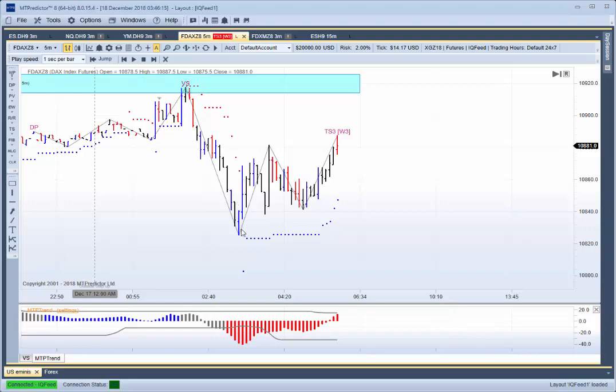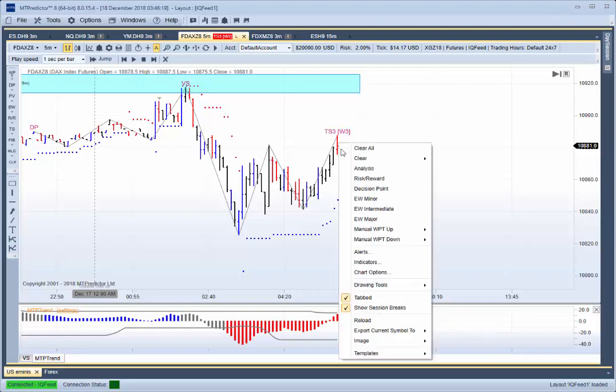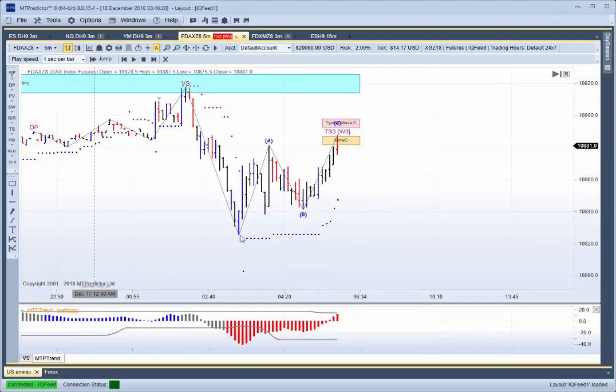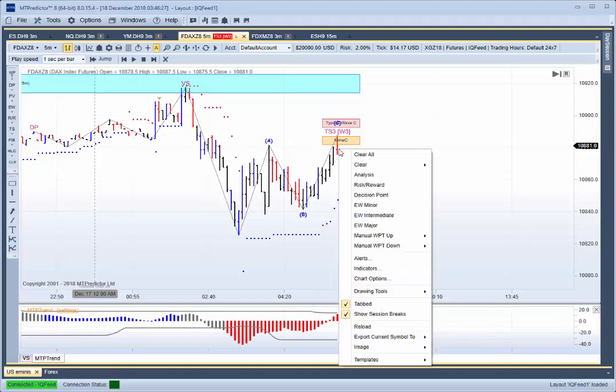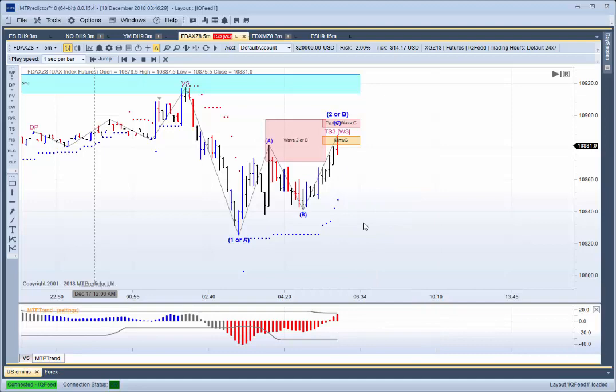So the initial move down will be wave 1. We're then looking for an ABC correction up, because the most common pattern in an Elliott wave 2 is an ABC correction. So we're looking for that ABC correction in a larger degree Elliott wave 2.